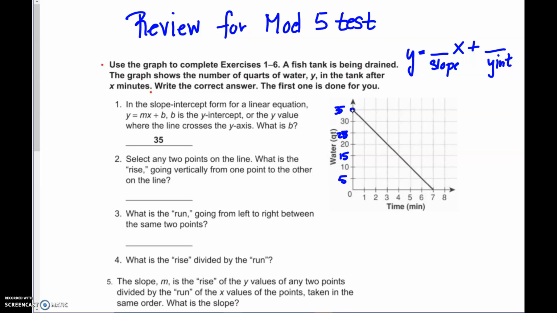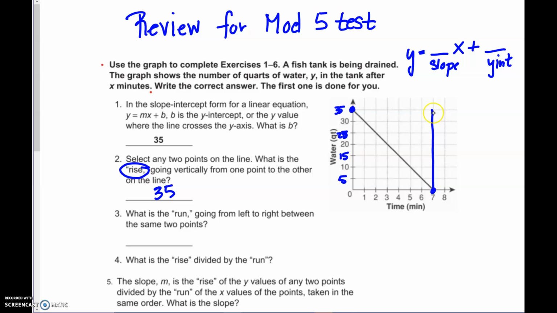So now they want us to select any 2 points on the line. And what is the rise? Now, your 2 points might not be the same as mine. I'm going to pick this point that we already have, and I'm going to pick this point right here. There are certainly some other ones in between, but this is what I'm going to pick. So they want me to focus on the rise. So from 1 dot, how many do I go up? Well, I'm at 0, and I go all the way up to 35.